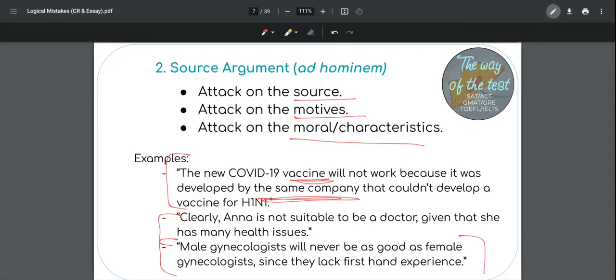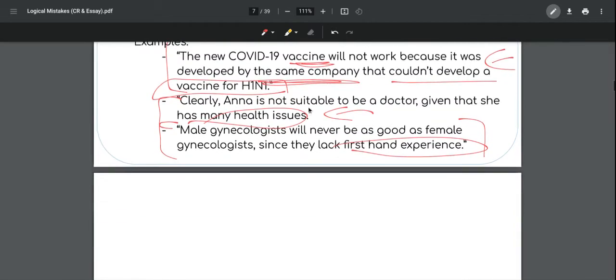So how do you know that they need the first-hand experience? Remember, this can also work as an assumption question. Basically, what we are assuming here, because there is an assumption going on, is that you need the first-hand experience. And in the second case, the assumption will be that you need not to have health issues in order to be a good doctor. And in the first case, the assumption will be that all of your vaccines should have worked for your company to develop a good vaccine. Remember, every single logical mistake or mistaken argument has to have either an assumption or a specific part in which it fails. Okay, we have seen this in the rules of logic.